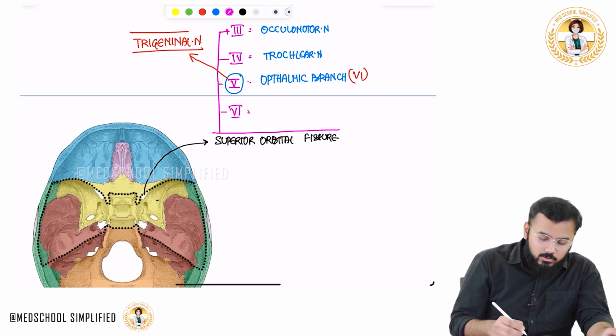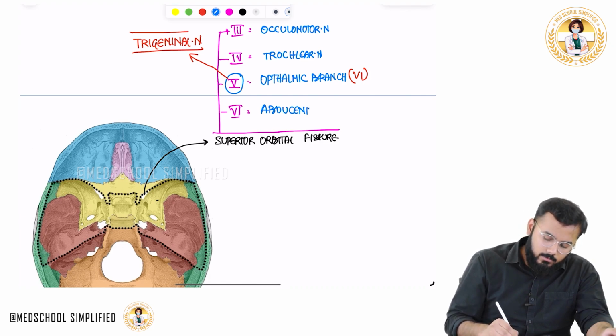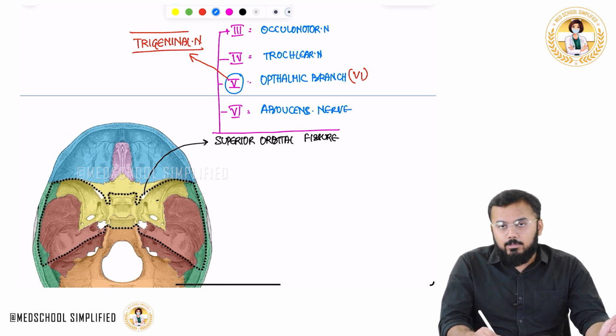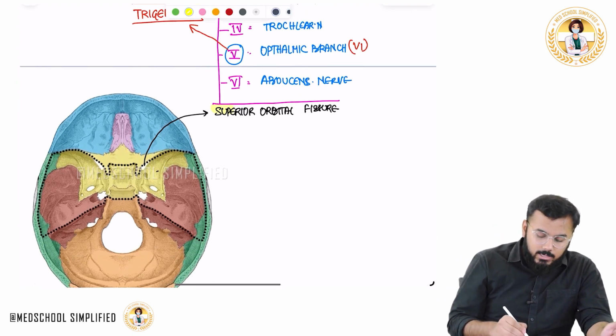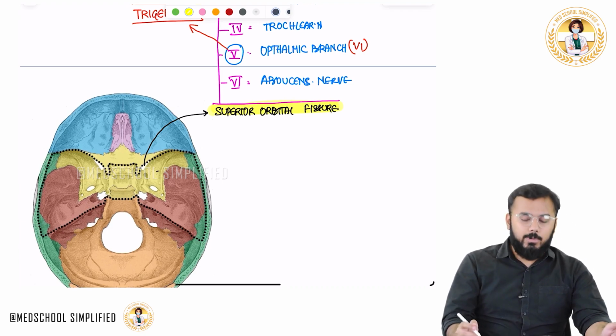Next is the sixth pair of cranial nerve, which is also called the abducens nerve. So, oculomotor, trochlear, the ophthalmic branch of the trigeminal nerve, as well as the abducens nerve. All these are the cranial nerves which are basically emerging from which fissure? That is your superior orbital fissure.